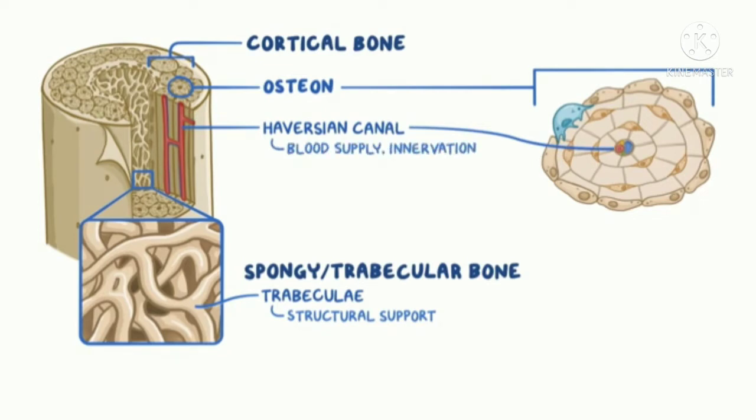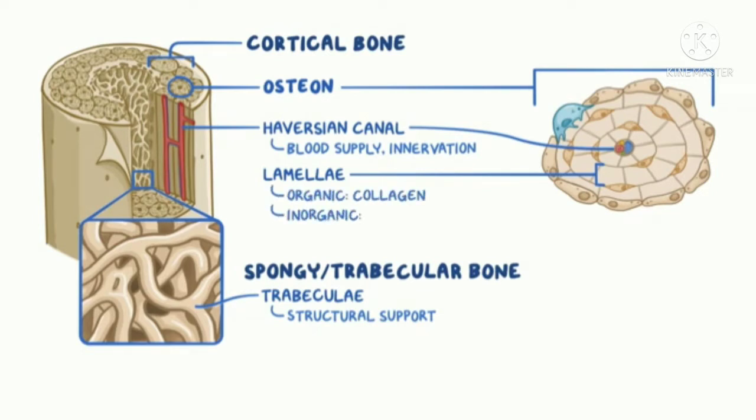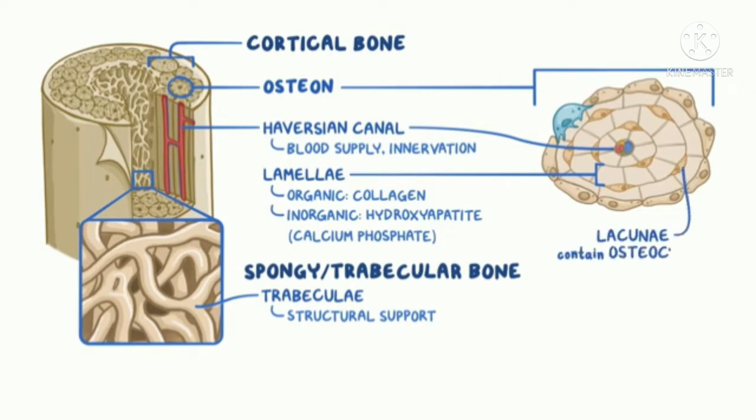Around the Haversian canals, there are concentric lamellae, which look a bit like tree rings. The lamellae have an organic part, which is mostly collagen, and an inorganic part called hydroxyapatite, which is mostly calcium phosphate. In between neighboring lamellae, there are spaces called lacunae, which contain bone cells called osteocytes.